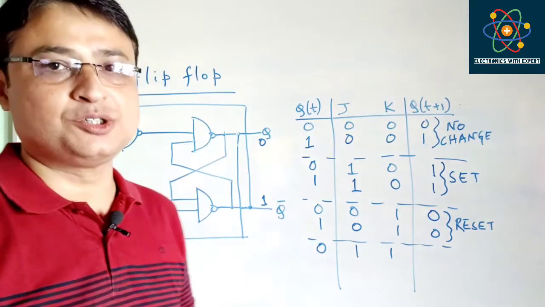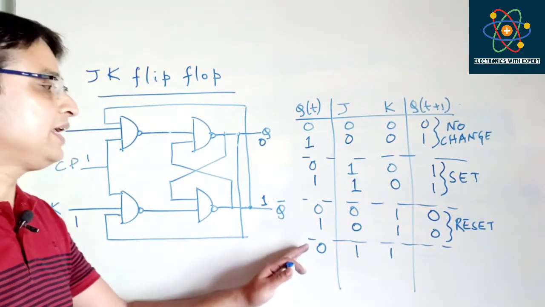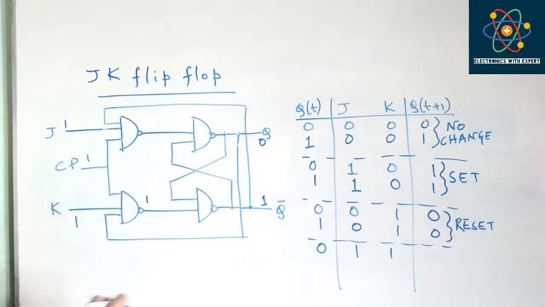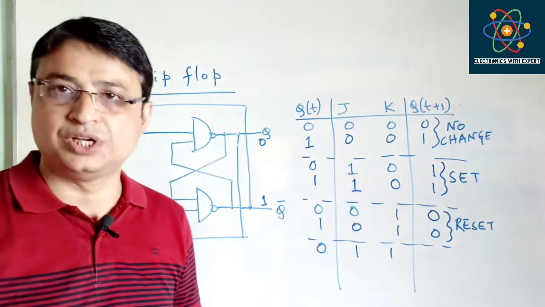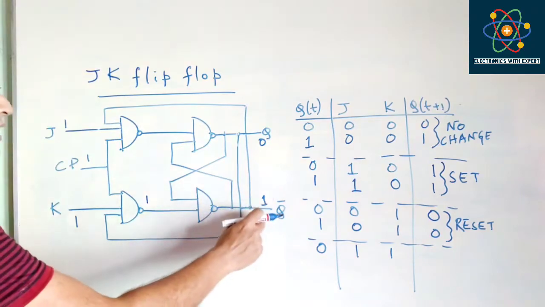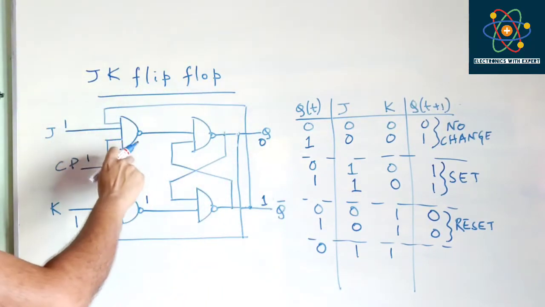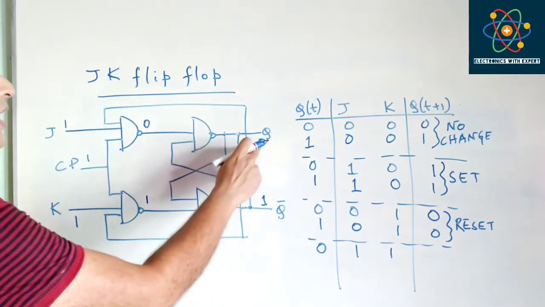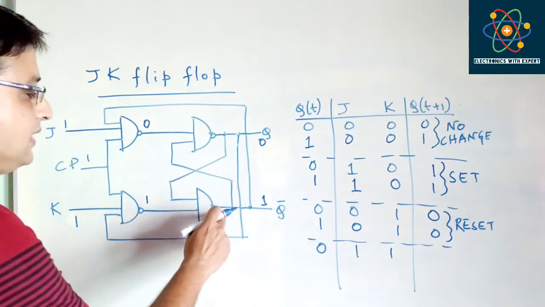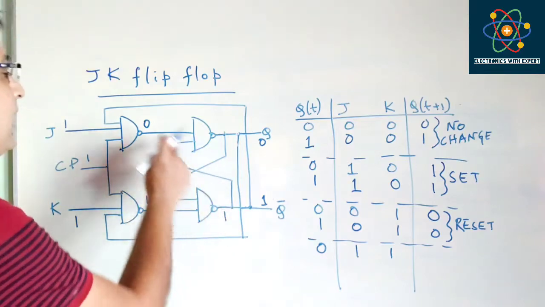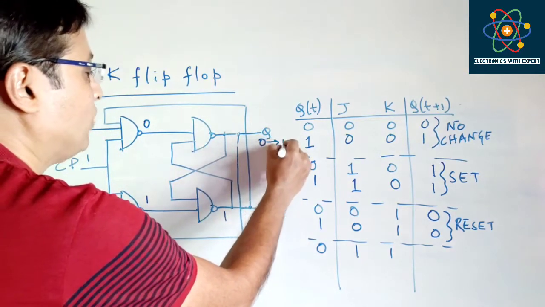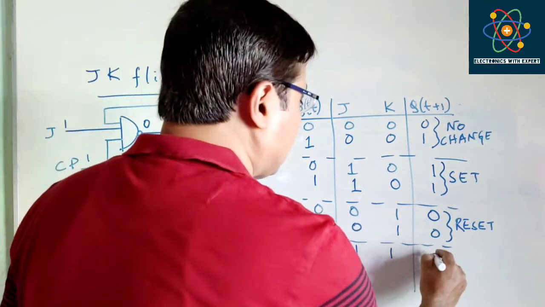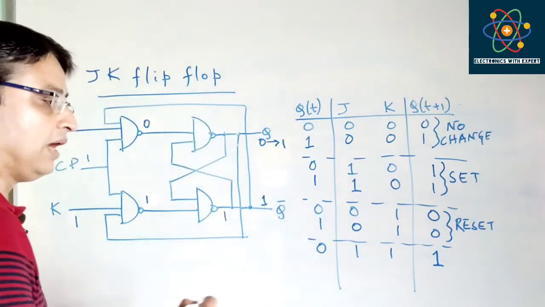So for J equals K equals 1, we consider Qt equals 0. Now this 0 makes this NAND gate output 1, and because Qt equals 0, that means Q bar t is 1. So this makes all of the inputs of this 3-input NAND gate equal to 1. That means the output should be 0. For Q0 and this one, it makes this NAND gate output 1, and this 1 and 0 makes this NAND gate output equal to 1. So for Qt equals 0, J equals 1, K equals 1, I get Qt plus 1 equals 1.